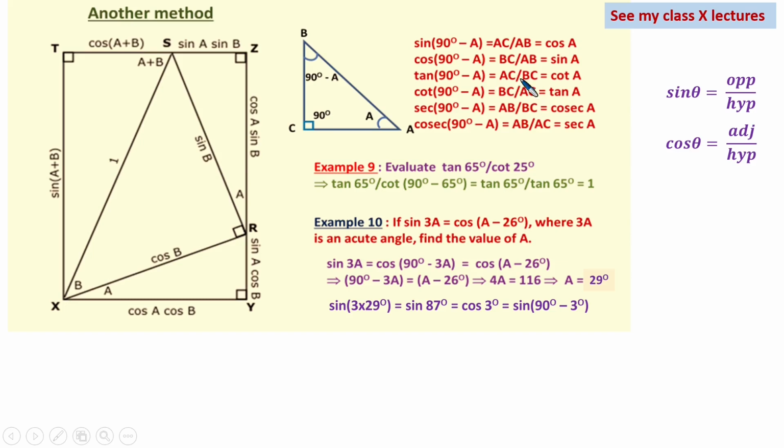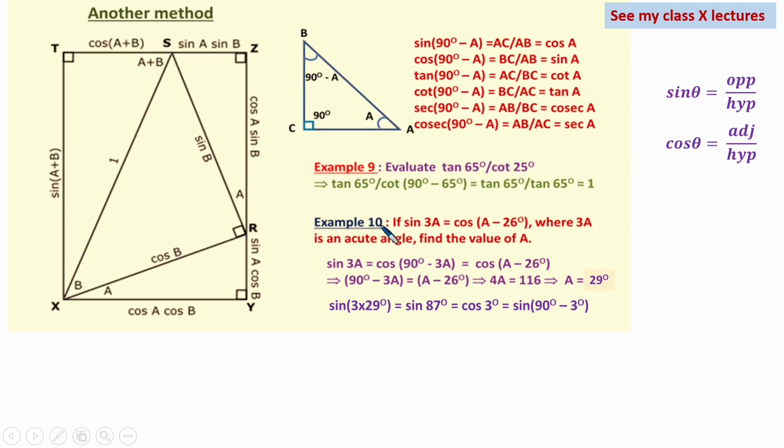Now let us discuss how to use this in an example. Example 9: evaluate tan of 65 degrees by cot of 25 degrees. You can use these rules. Here is tan of 65 and this is 25, so 90 minus 65 is 25. So cot of 90 minus 65 is again tan 65, this A and A same. This 65 here and this 65. So I can write cot of 90 minus 65 as tan of 65 degrees. So this is equal to 1.